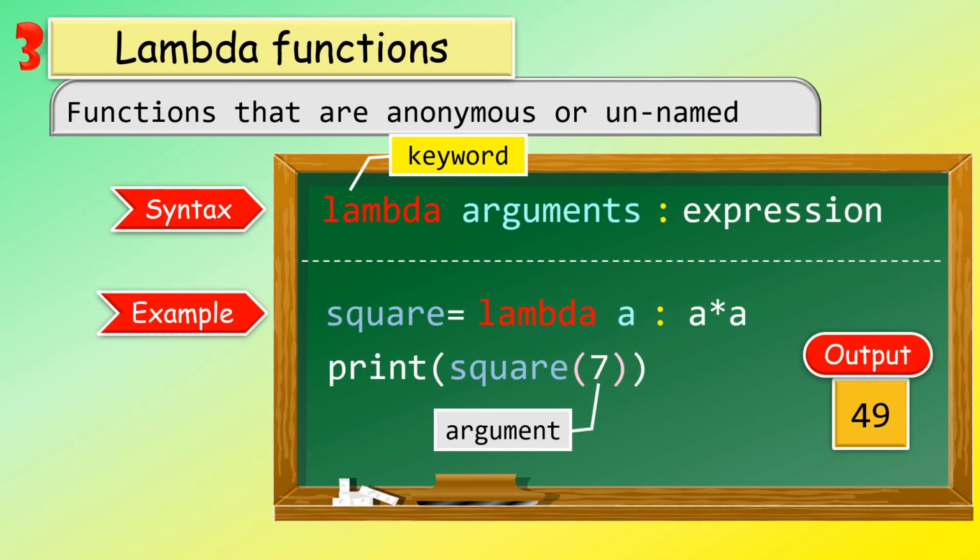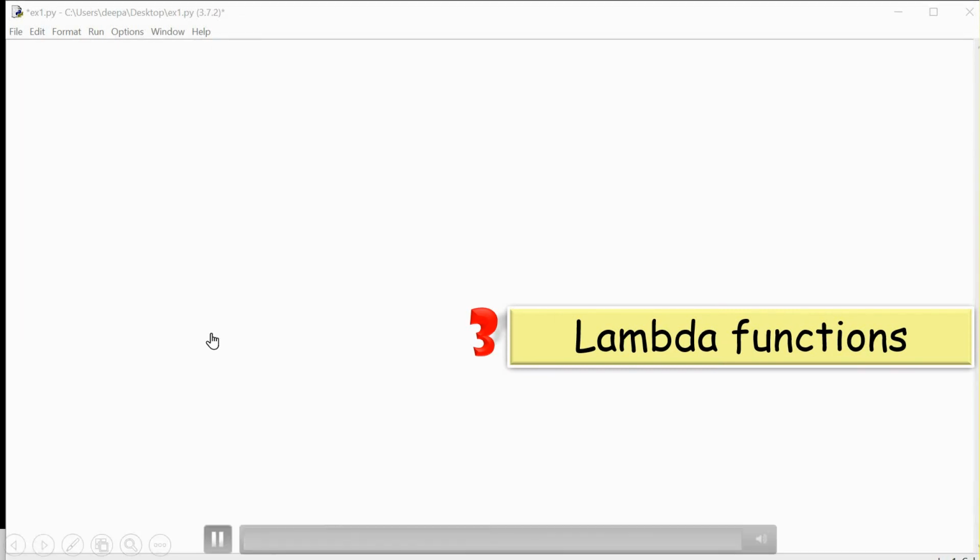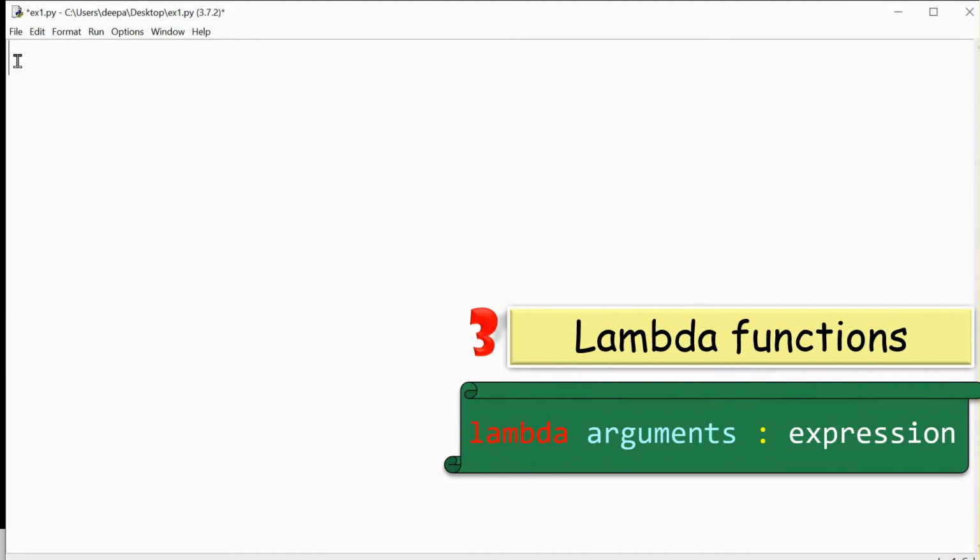Now I will show you some examples of how to use lambda function in the Python IDLE. The syntax of lambda function is lambda space arguments colon expression. So let me show you the example which I discussed earlier. That is a lambda function to find the square of a number.